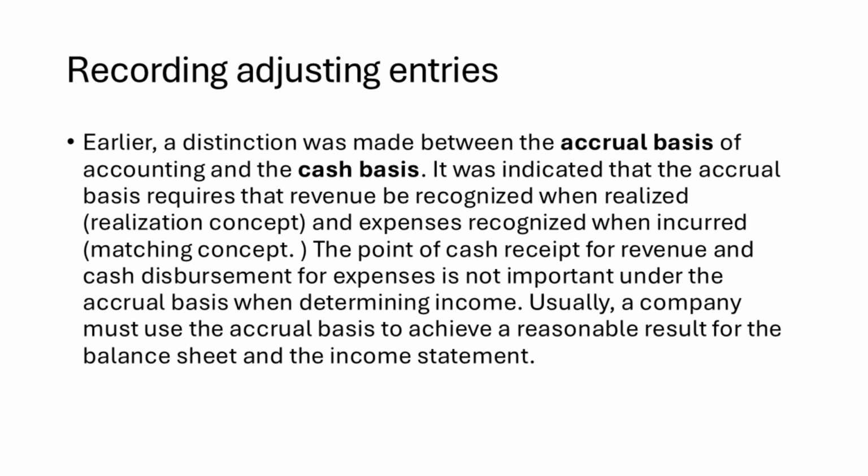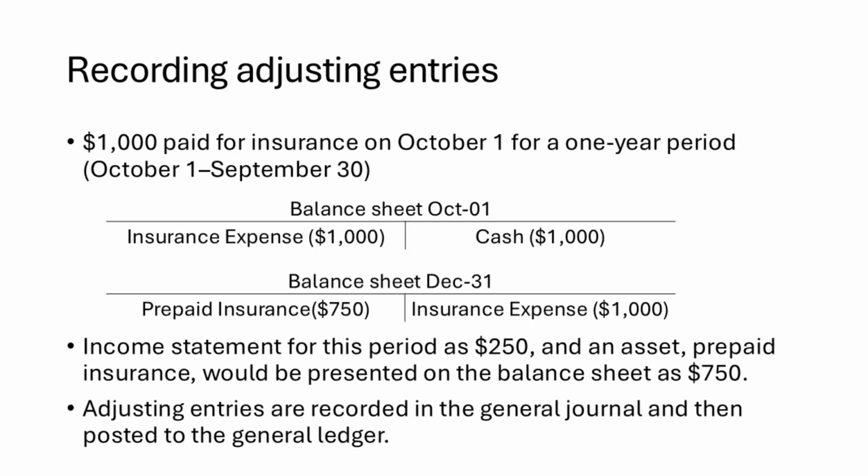Usually, a company must use the accrual basis to achieve a reasonable result for the balance sheet and the income statement. The accrual basis needs numerous adjustments to account balances at the end of the accounting period. For example, $1,000 paid for insurance on October 1st for a one-year period, October 1st to September 30th, could have been recorded as a debit to insurance expense, $1,000, and a credit to cash, $1,000.